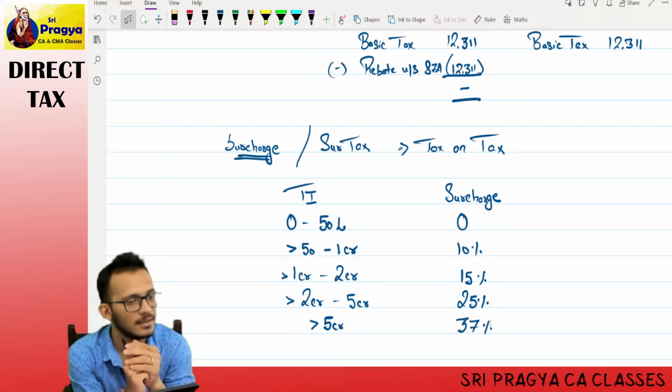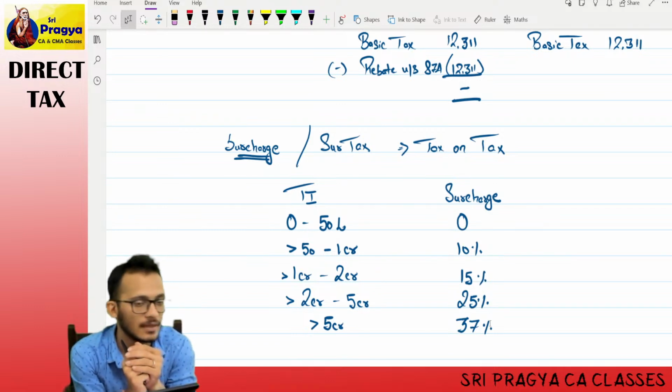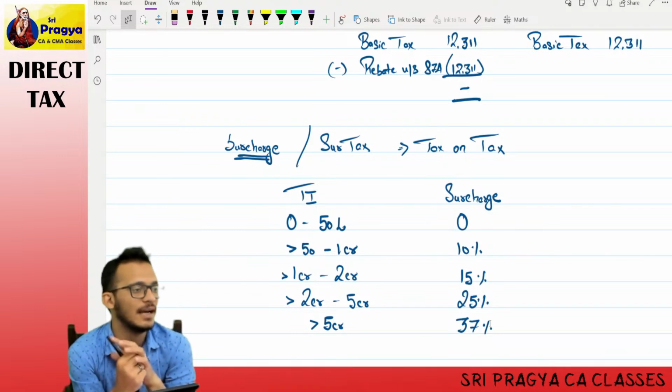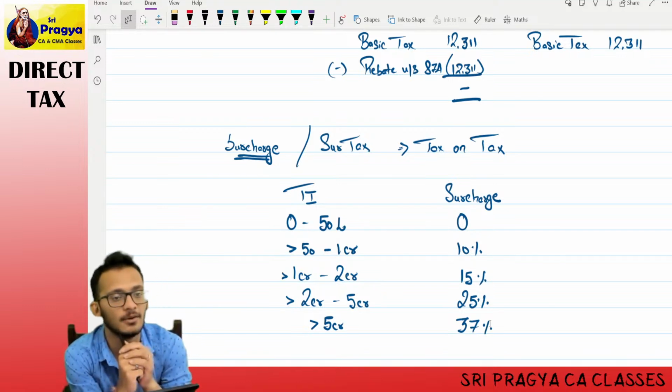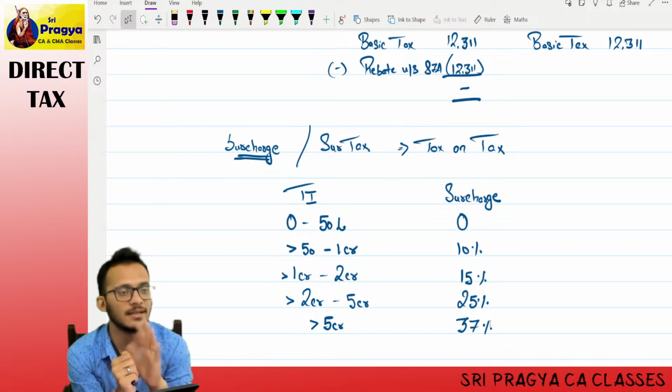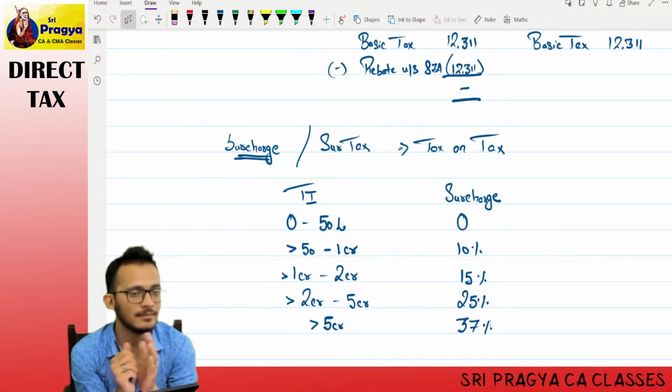In all cases, 10%. Which means if you are a person having an income of 6 crores, it is not 37% on the amount above 5. It is 37% on everything.